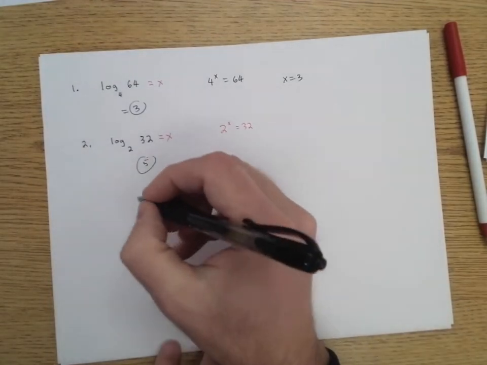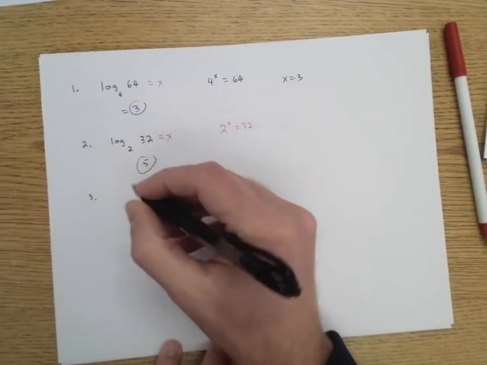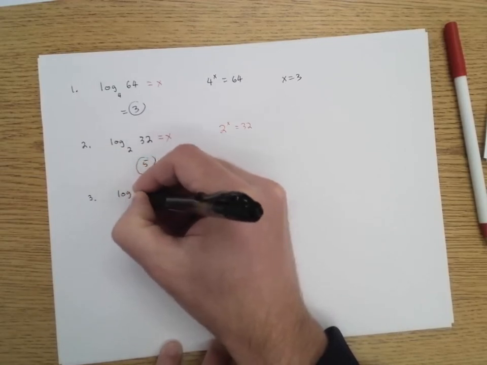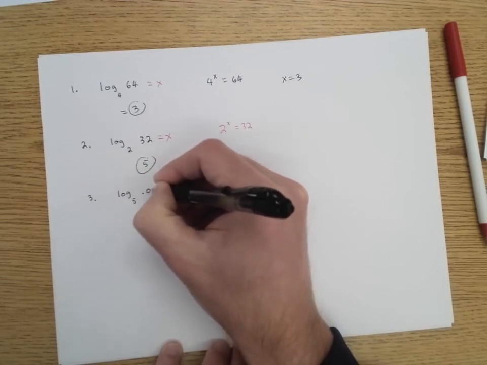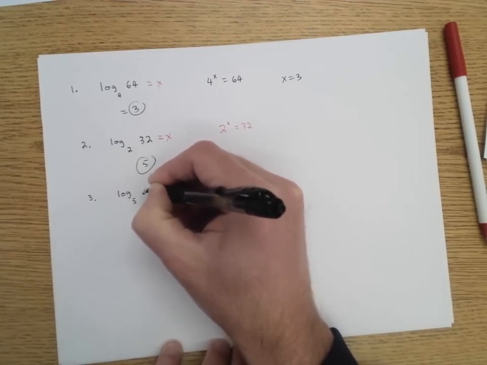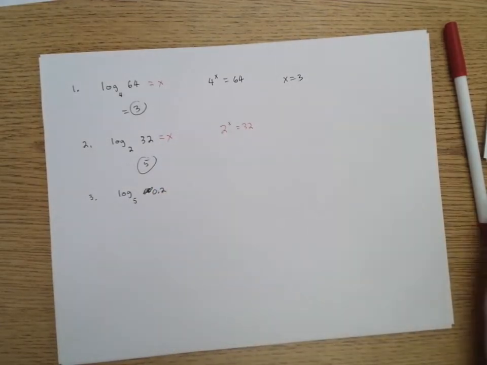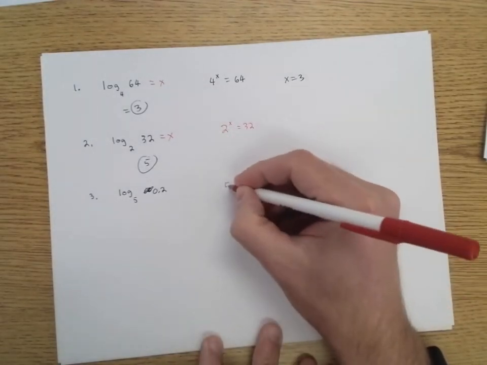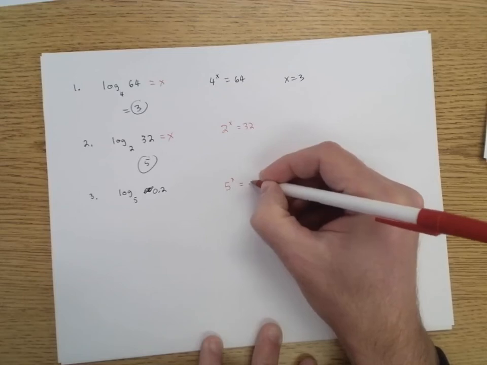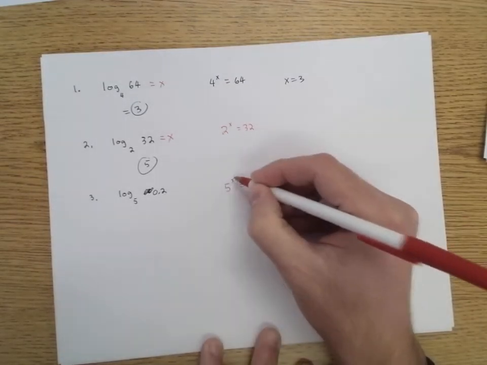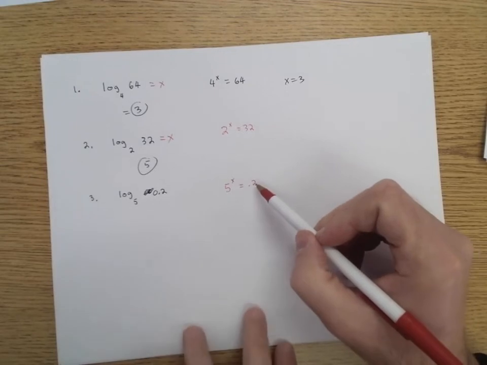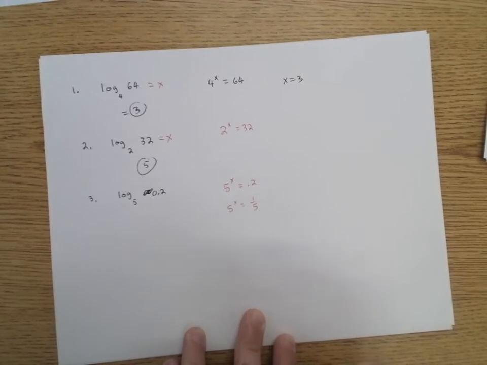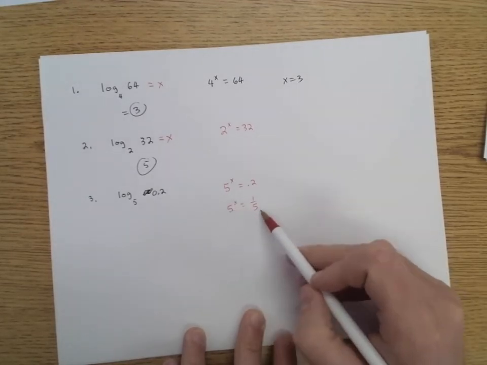Alright, so let's take a look at a few others that are maybe a little harder to do. Oh, that should be 0.2. Okay, so if we rewrite it like we did before, it would be 5 to what power equals 0.2. In this case, think about what 0.2 is as a fraction. It's 1/5. So 5 to the power of x equals 1/5.